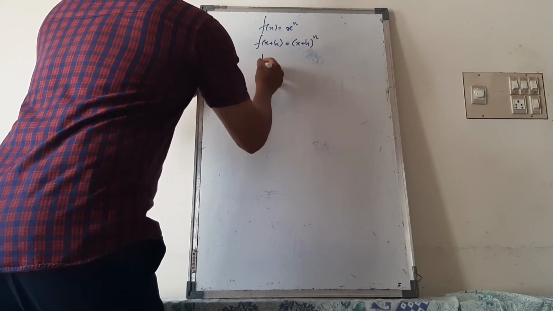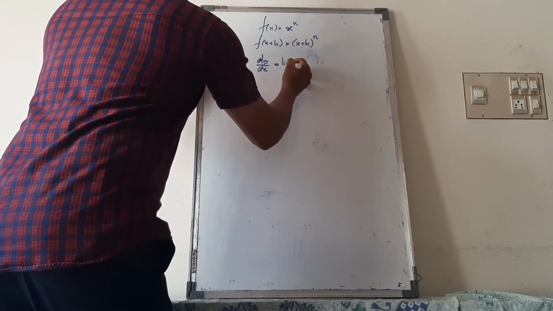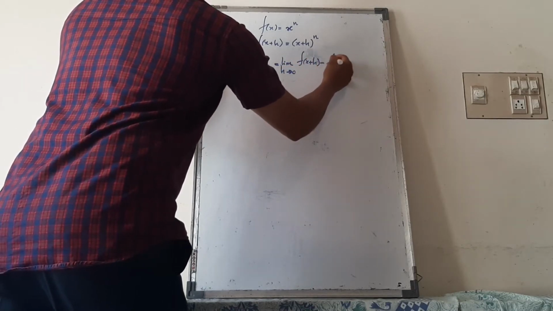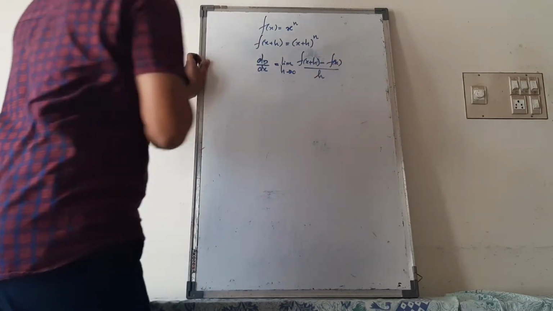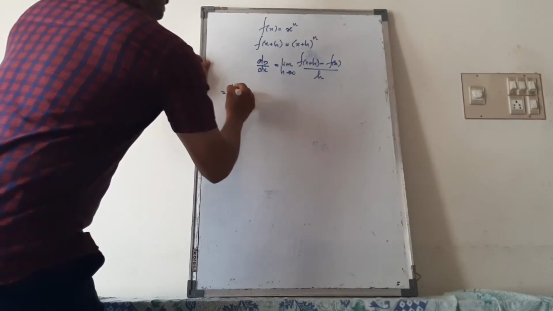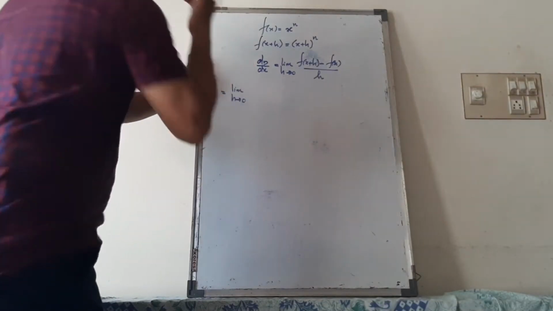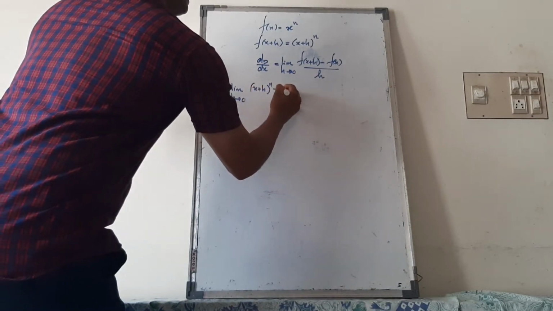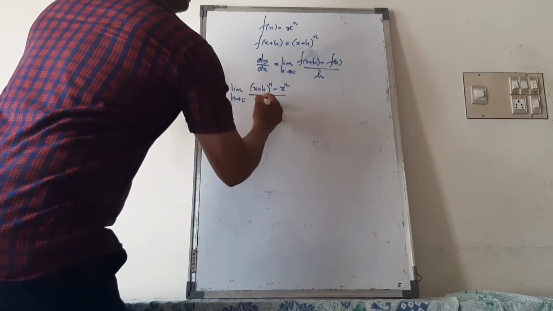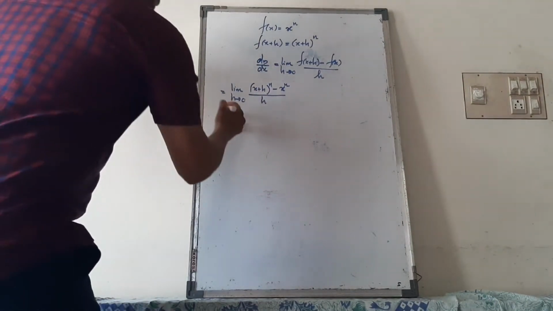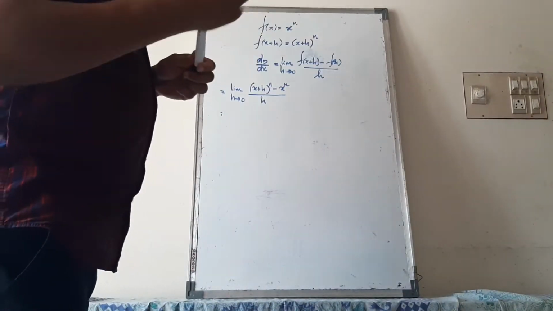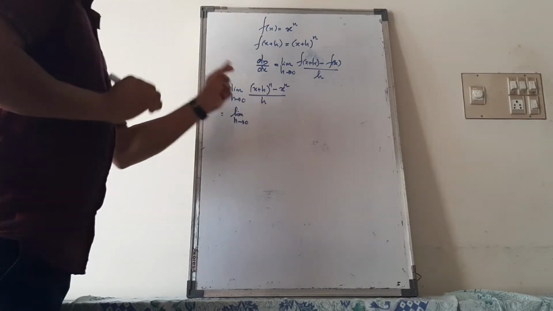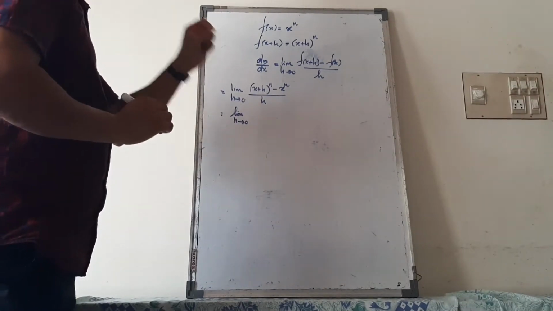Now we use the formula dy by dx is equal to limit h tends to 0 f of x plus h minus f of x divided by h, is equal to limit h tends to 0 of x plus h the whole raised to n minus x raised to n divided by h. Here f of x plus h is x plus h the whole raised to n, and f of x corresponds to x raised to n. Now applying limit, we get an indeterminate form. So here we expand x plus h the whole raised to n using binomial theorem.